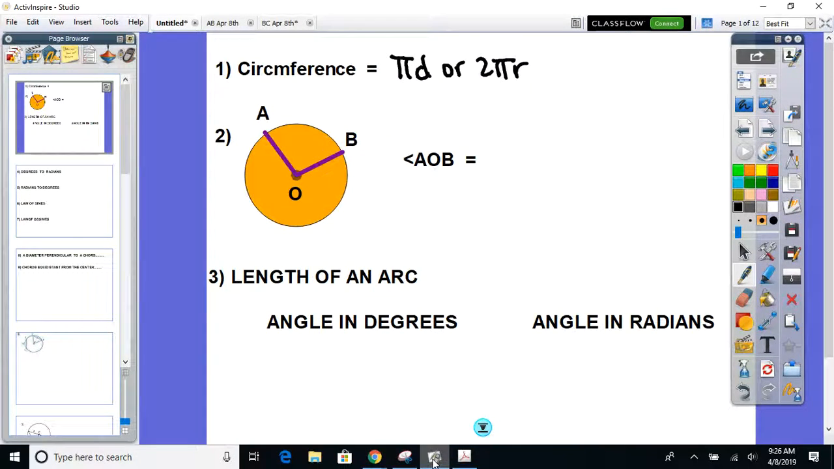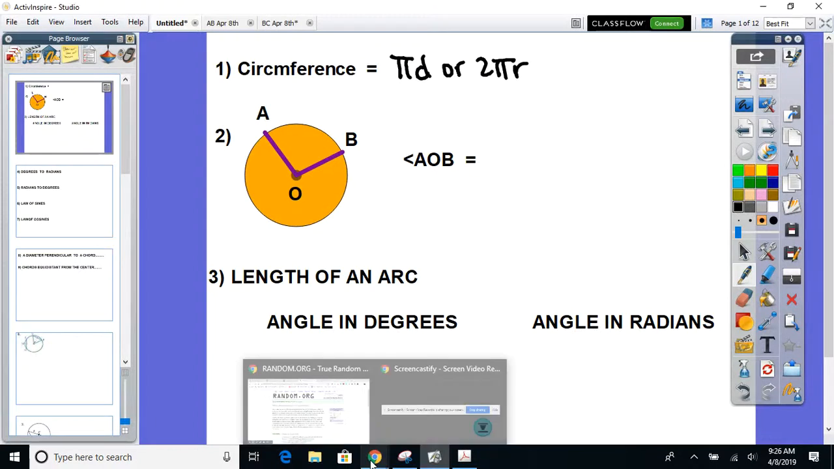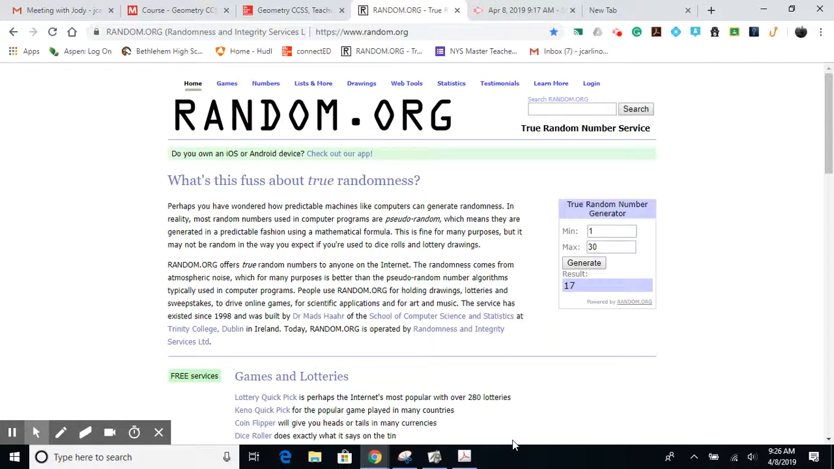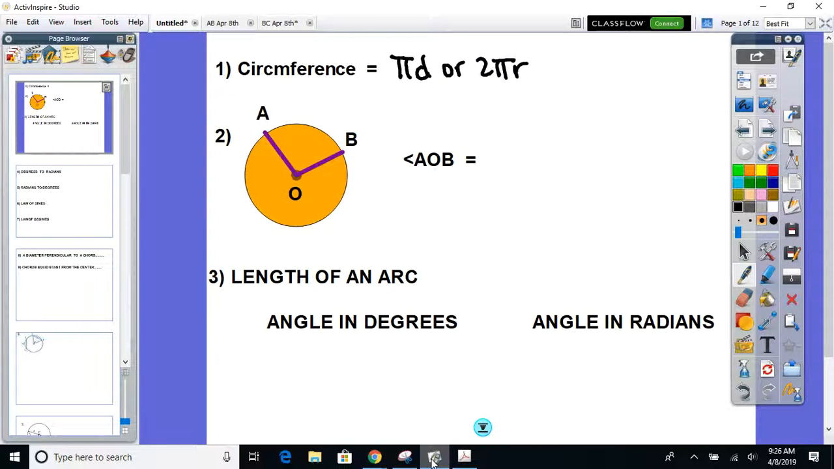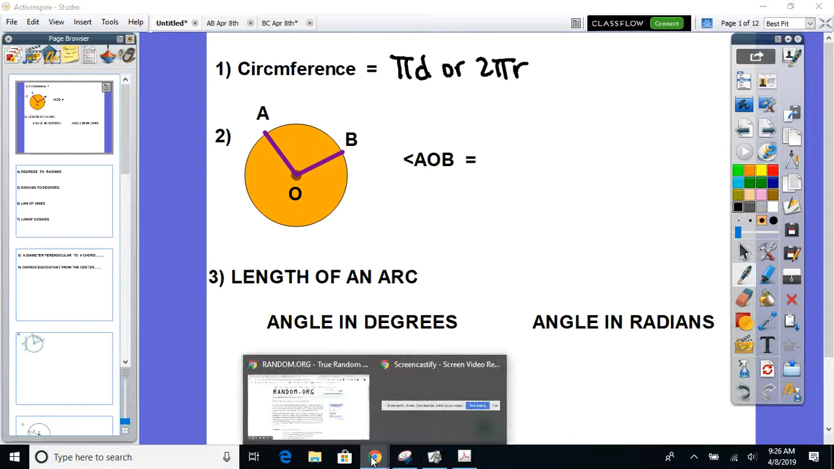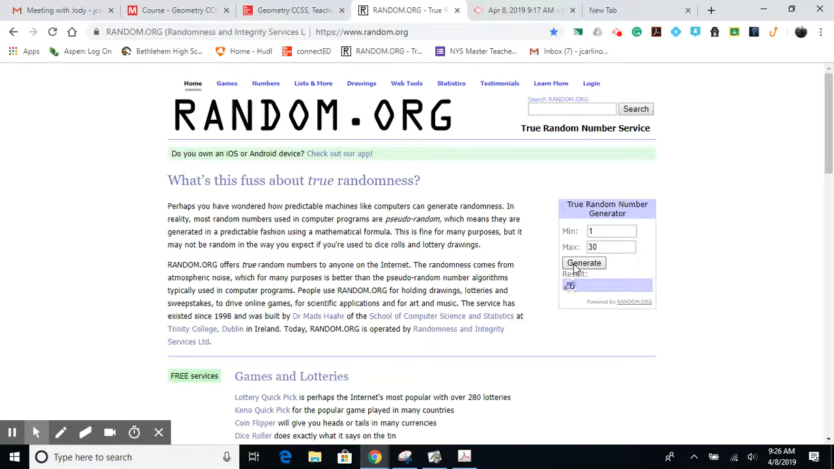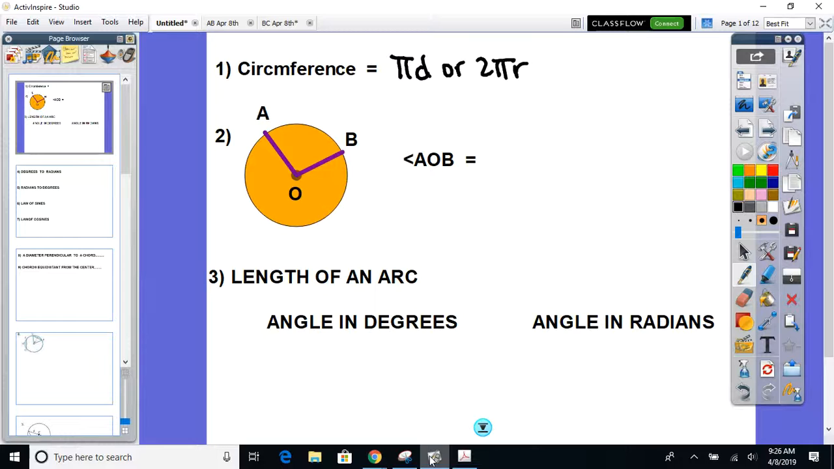12, either one. Is it an interior angle? There's a lot of interior angles. Need more than that. Need more than that one. 17. 26. We don't have one.